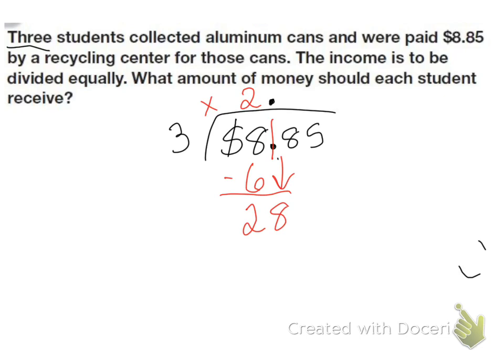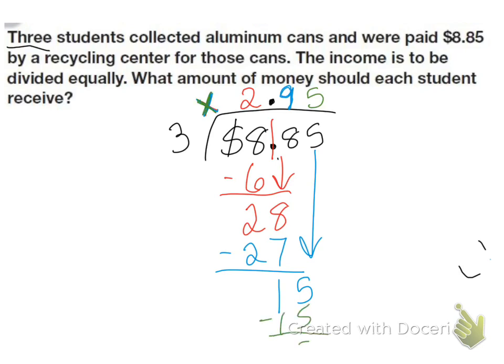Okay, so I think, okay, 28 divided by 3. I know 3 can go into 28 9 times. 3 times 9 is 27. We subtract. 28 minus 27 is 1. We bring down the 5. Okay, 15 divided by 3 is 5. 3 times 5 is 15. Subtract, and we get a 0. So my answer is $2.95 is how much each student will get.